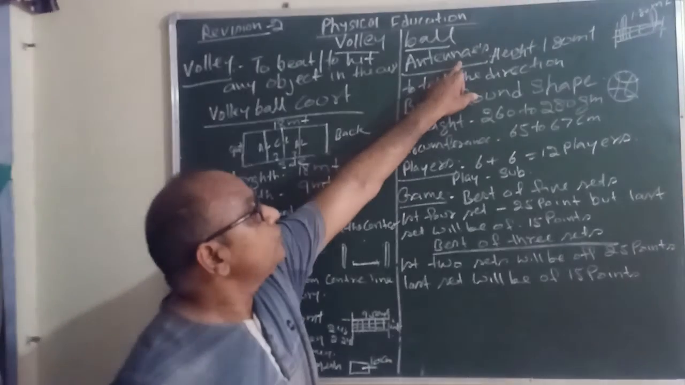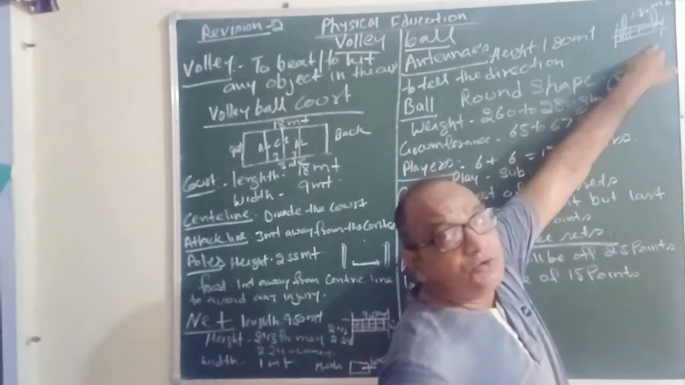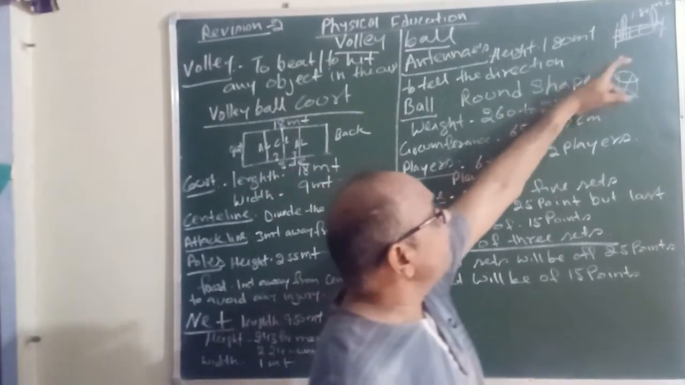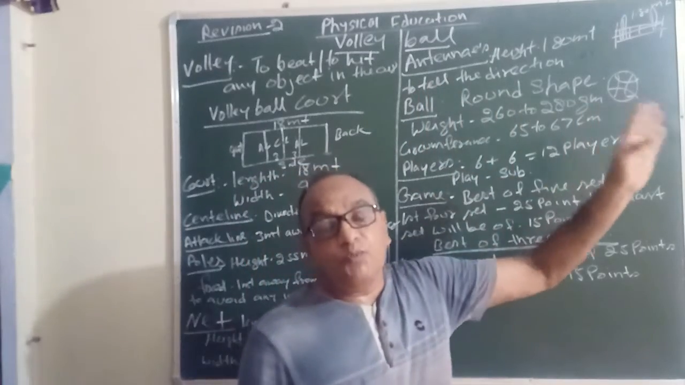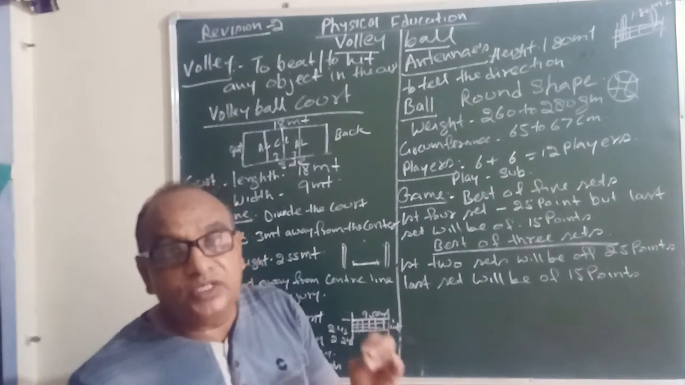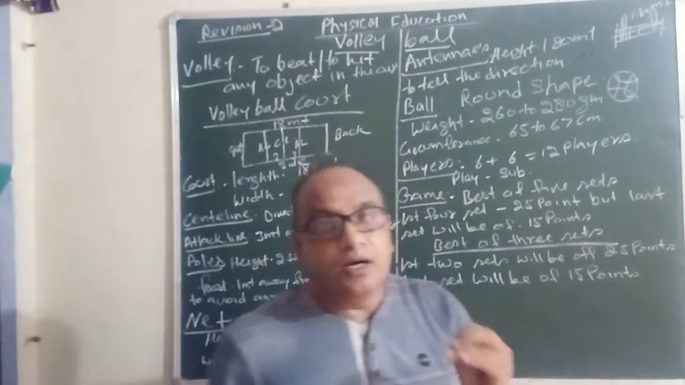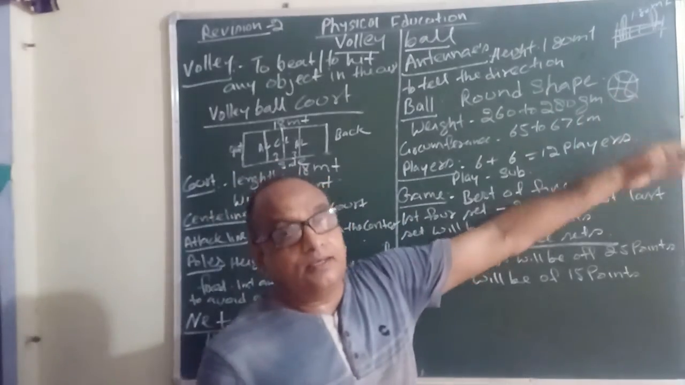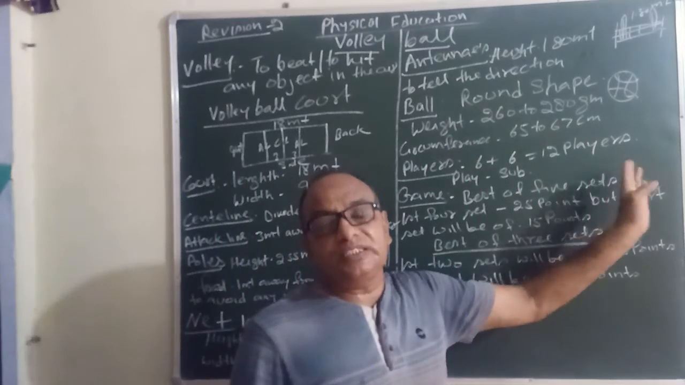After that, you have to show with the help of a picture the antennas. There are 2 antennas fixed in the net, on both sides, and its height will be 1.8 meter, and it will tell the direction that the ball is in or out. If the ball touches the antenna, then it means that the ball is out. After that, you have to make the ball. It should be a round shape. Its weight is 260 to 280 gram. After that, circumference is 65 to 67 centimeter.